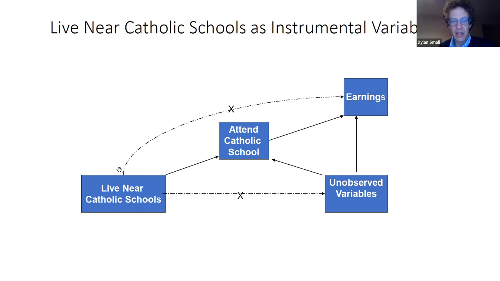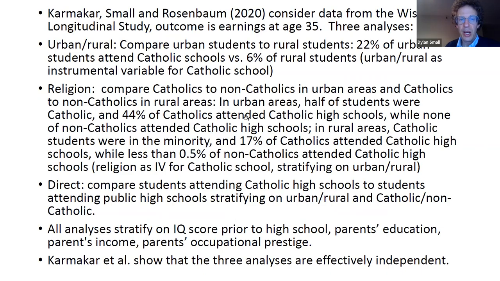So let's look at this comparison, living near a Catholic school and earnings. There are two potential biases if you try to use living near a Catholic school to infer what the effect of attending a Catholic school would be on earnings. You need that living near a Catholic school can't affect earnings except through its effect on attending a Catholic school. This is one of the conditions of being an instrumental variable. The other condition is the exclusion restriction, which says that living near a Catholic school has no direct effect on earnings. It only affects earnings through attending a Catholic school. So the first assumption is that living near a Catholic school is an instrumental variable. We looked at that assumption.